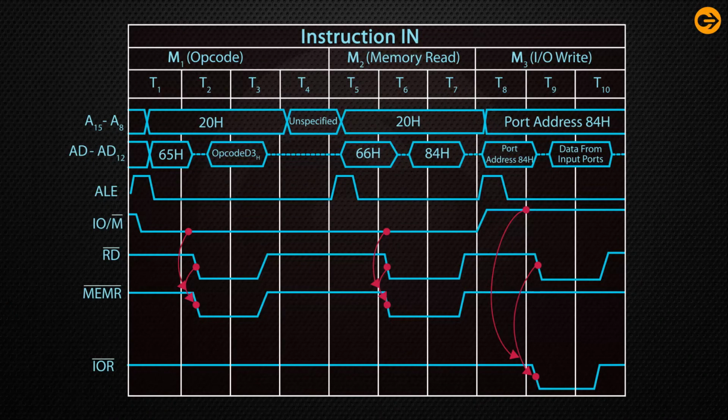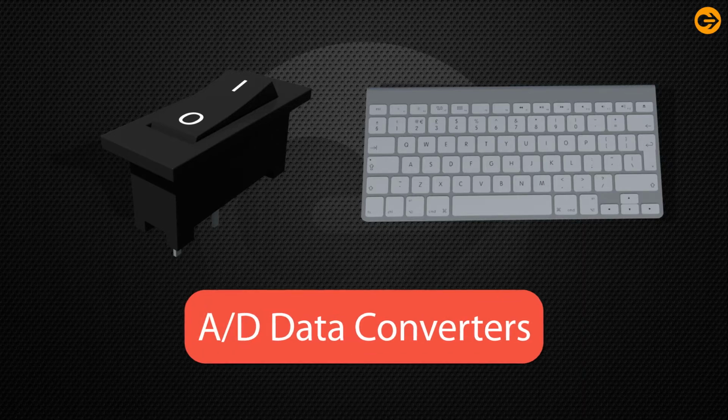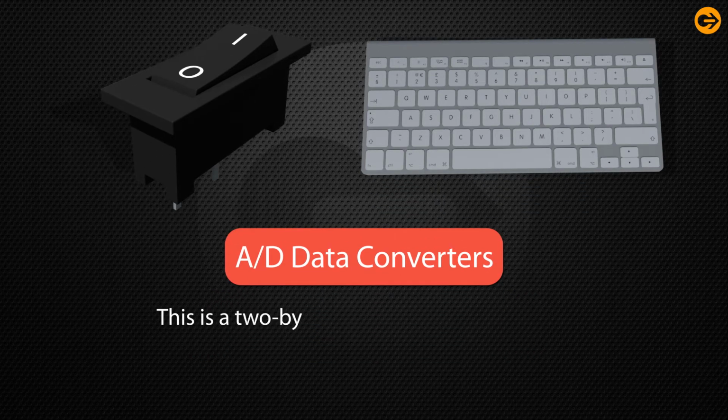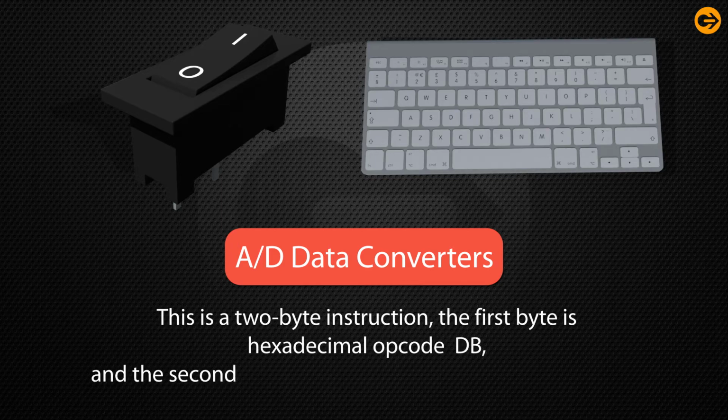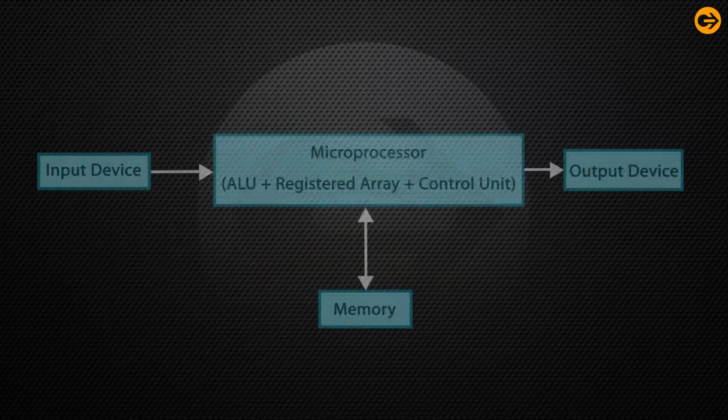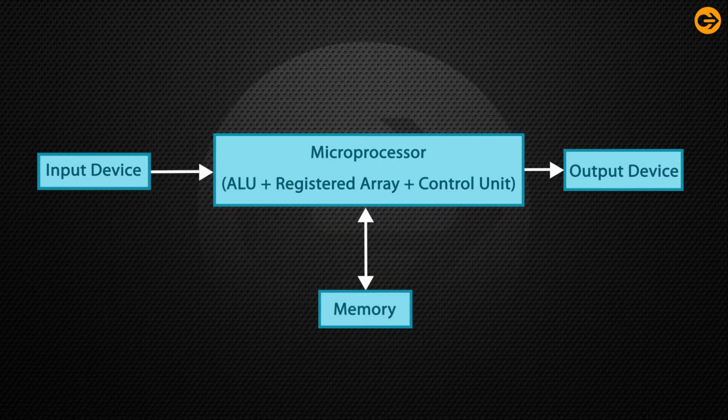The 8085 instruction set includes the instruction IN to read or copy data from input devices such as switches, keyboards, and AD data converters. This is a 2-byte instruction. The first byte is the hexadecimal opcode DB and the second byte is the port address of an input device. The instruction reads or copies data from an input device and places the data byte in the accumulator. The instruction is described as IN 8-bit.